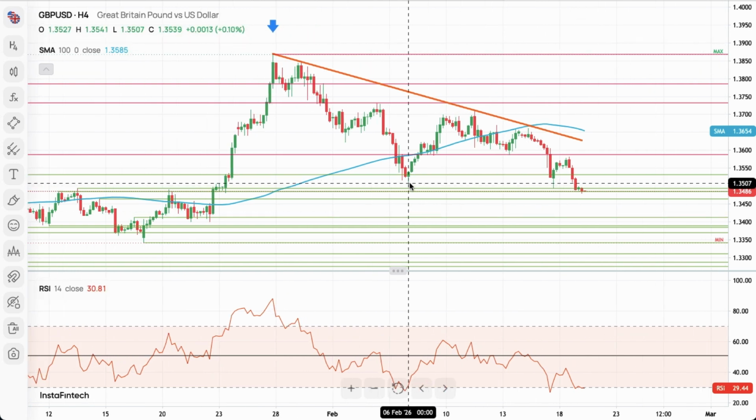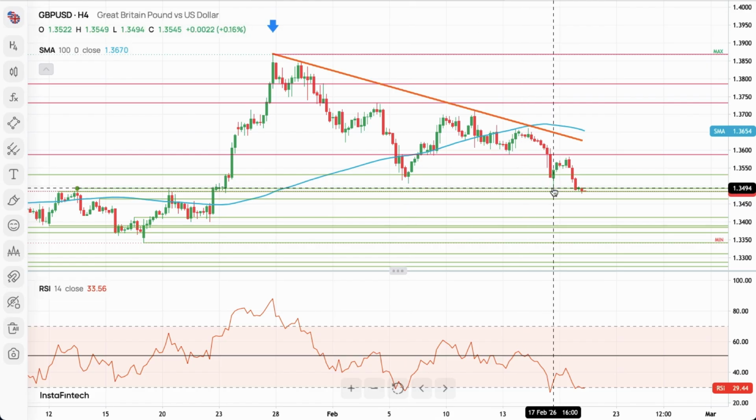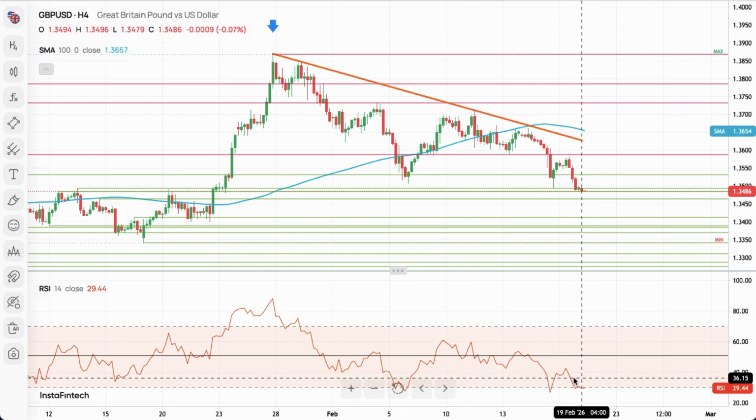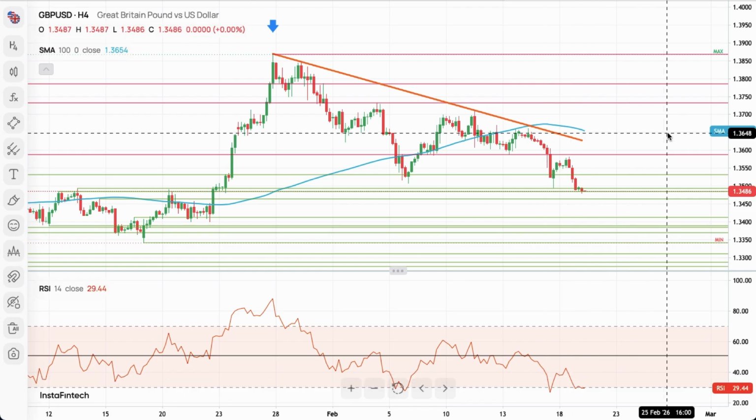We just tested the lows from February 6th. We broke below it, right? We got the test here, bounce, and the breakout lower. Now the market is trading at the level of 1.3479, that's the low, but the market conditions are already extremely oversold.